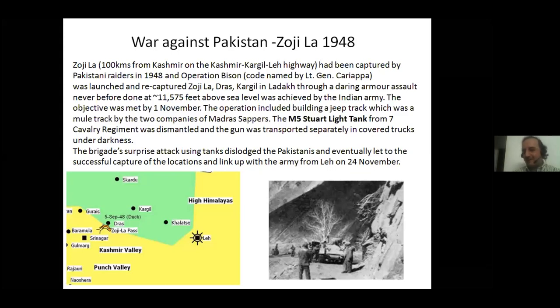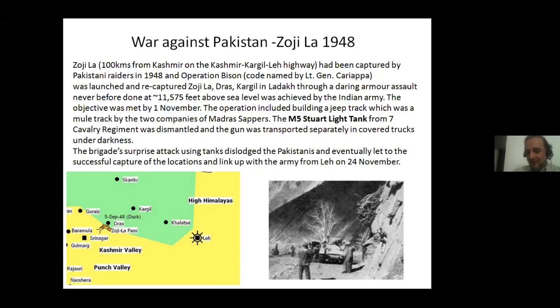Because the Pakistanis simply do not expect this to happen, though the tanks are light, they do not have anything to counter the armor. The firing begins there, supported by infantry weapons and artillery weapons as well, along with the tanks. This is a landmark achievement in our tank warfare, that this tank is effectively used at 11,000 plus feet, which probably has never been attempted before by other armies, to take it up a mountain and dislodge the enemy. They eventually are successful there. The raiders are chased away and retreat. Eventually, they link up with the rest of the army on 24th November.